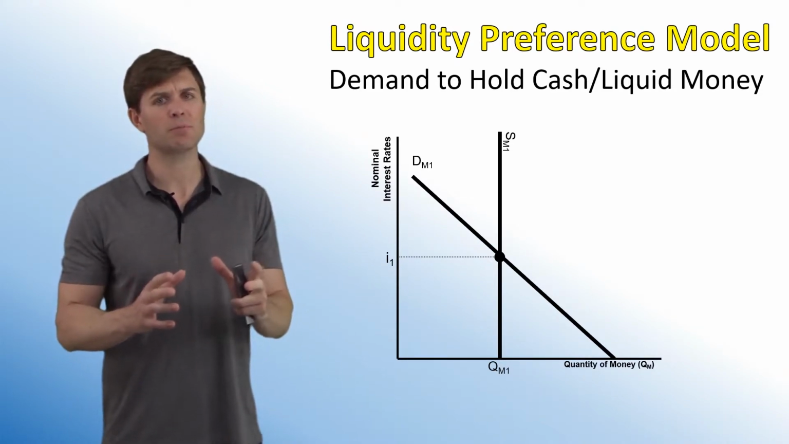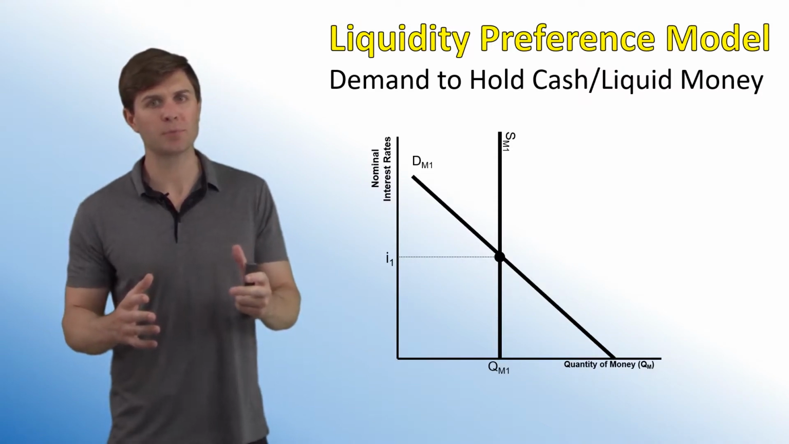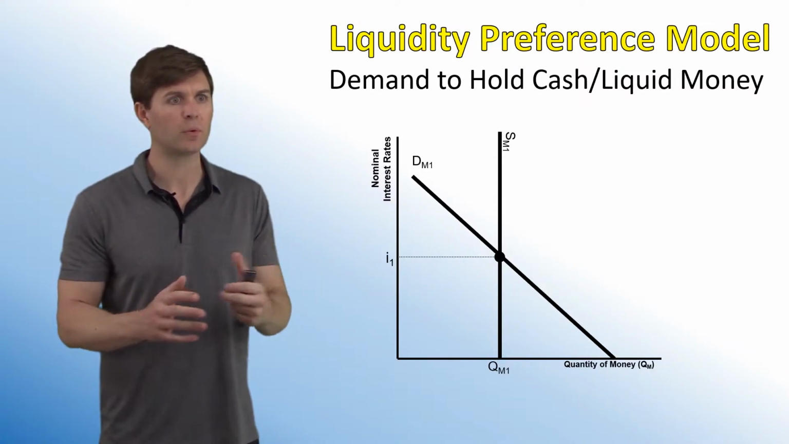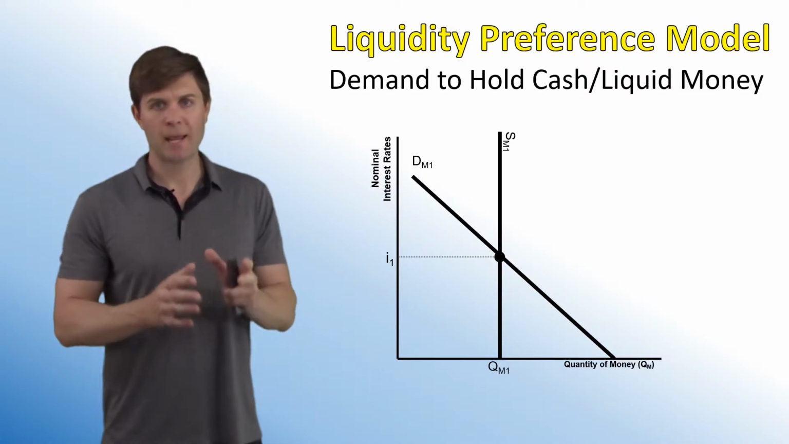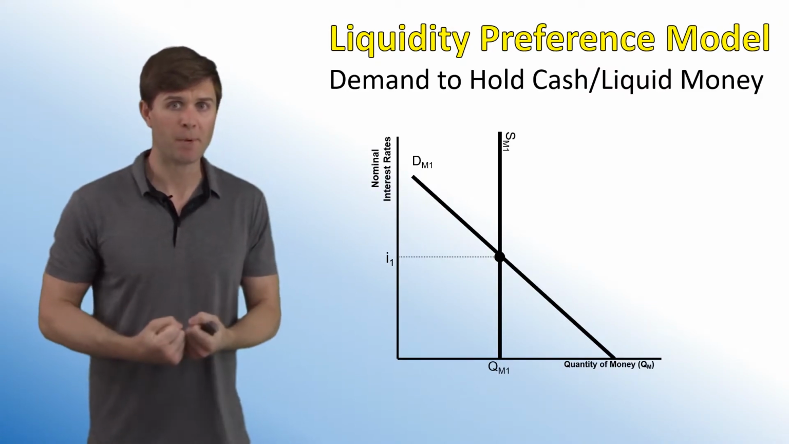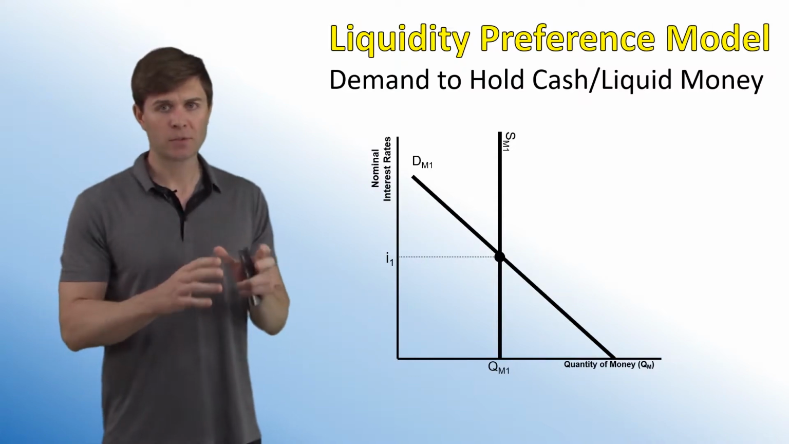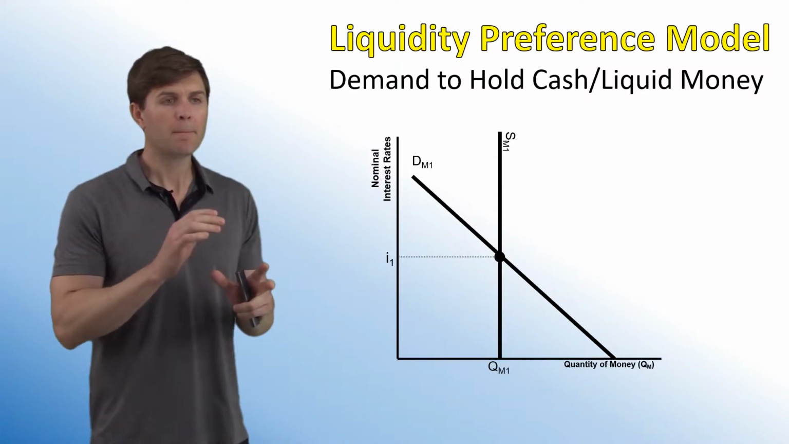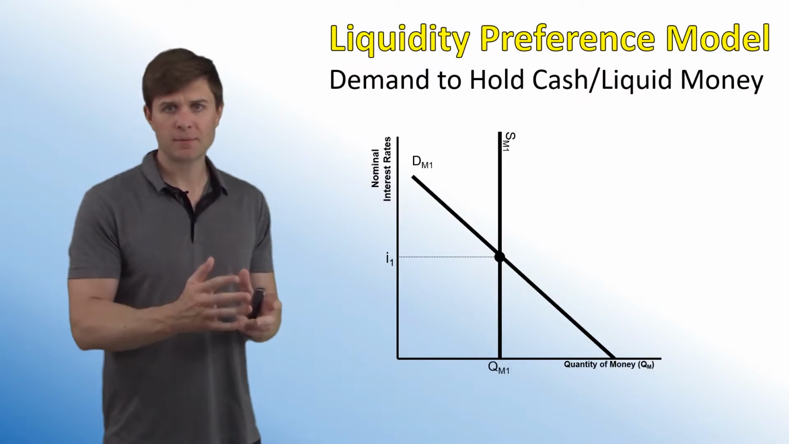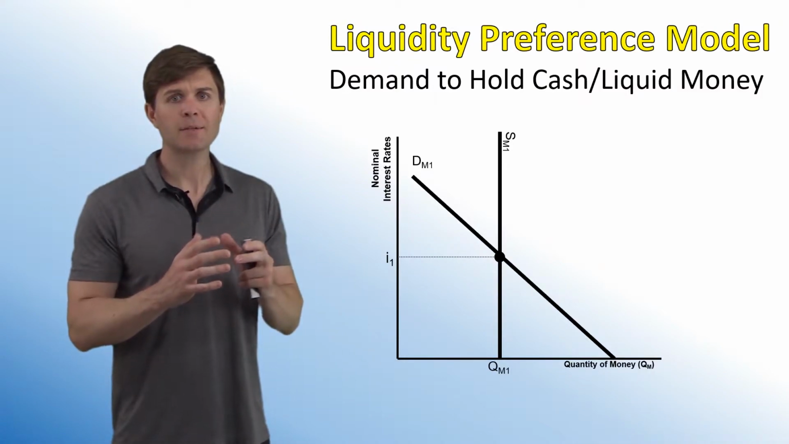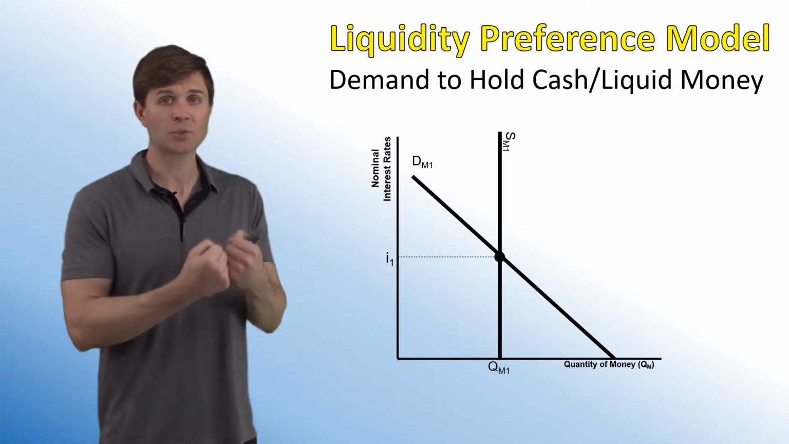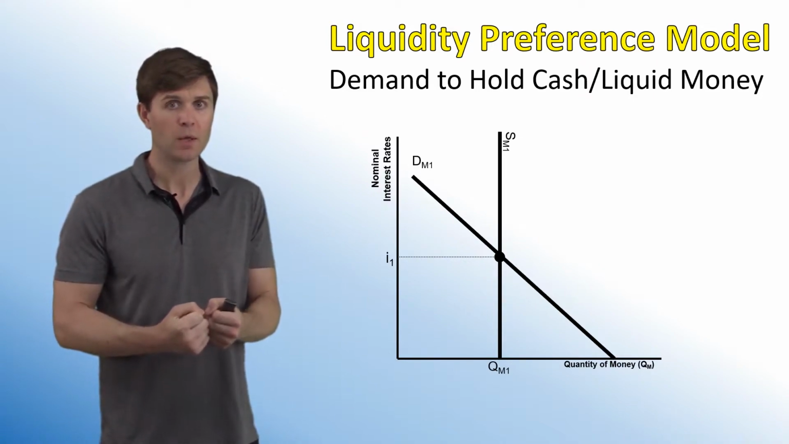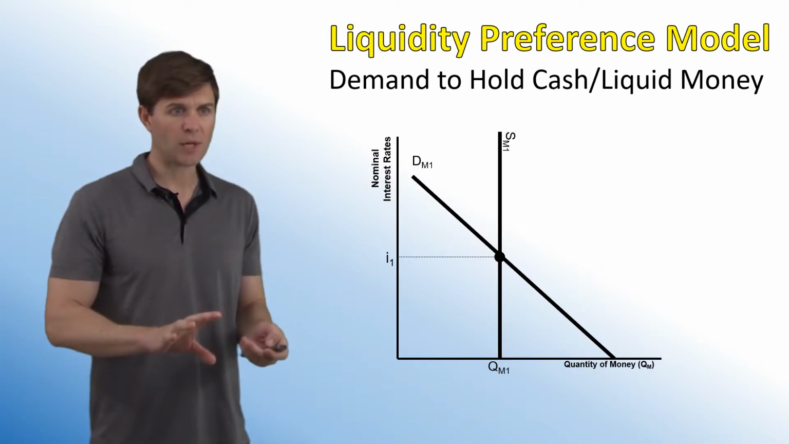Because there is a little confusion about what kind of overlap there is between the two and what really separates them. So the big difference here is this one is about the demand to hold cash or liquid money. When we look at this demand curve, and I'll emphasize this once more, it's not a demand for loans, it's a demand to hold money, to actually have cash or liquid money available to you. All right, so we'll talk about what changes that.